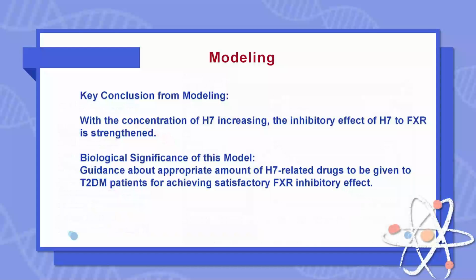The biological guidance of this model could be that in the future, if some H7-related drugs are used to cure type 2 diabetes patients by achieving an FXR inhibitory effect, a suggested appropriate amount of such drugs will be figured out by using the model. So this is all about our experiment.